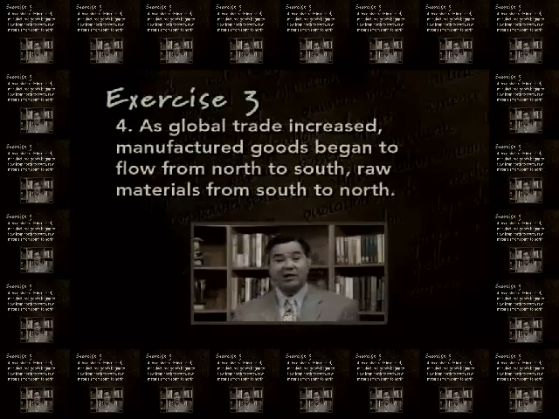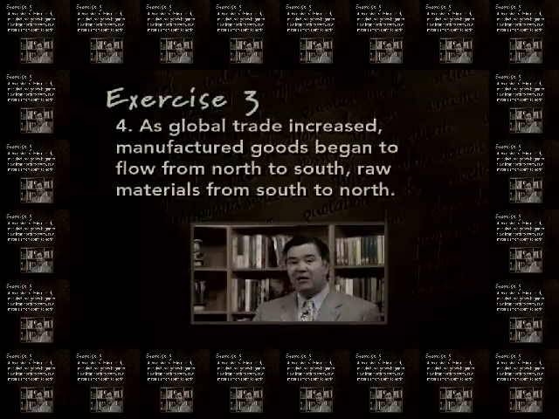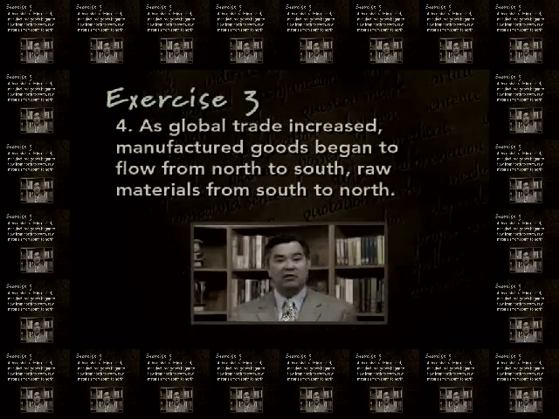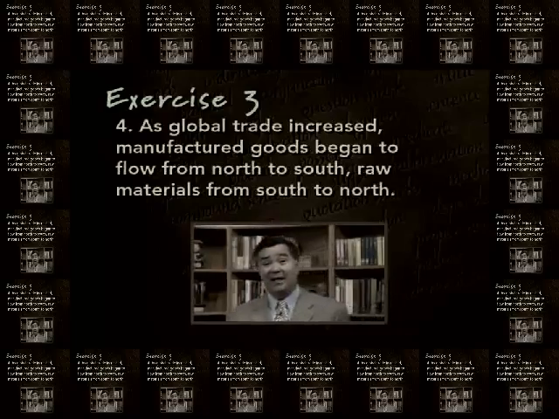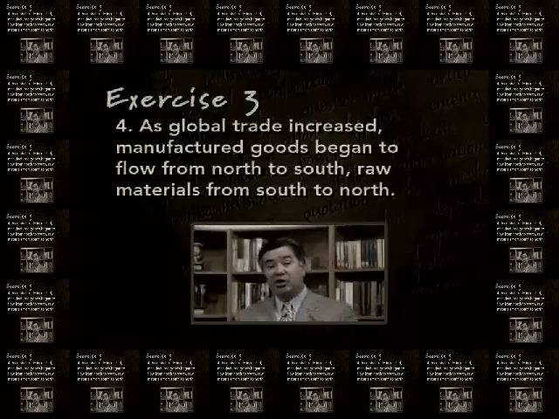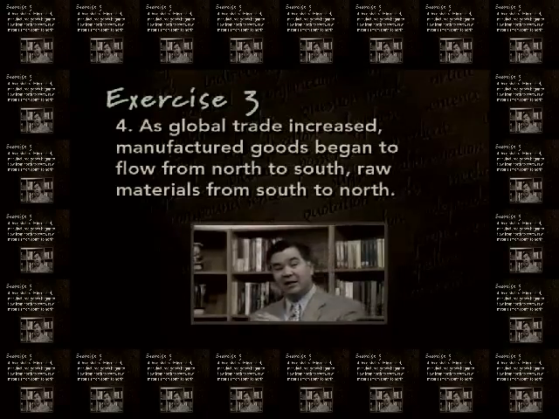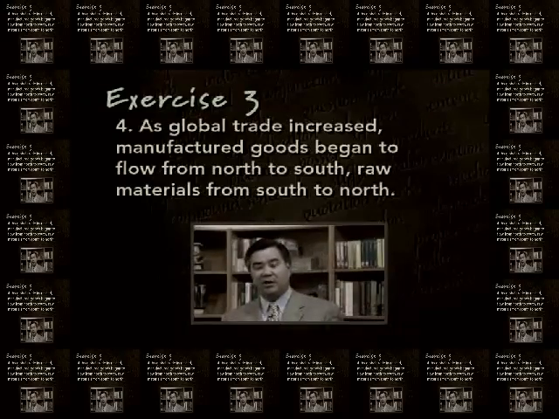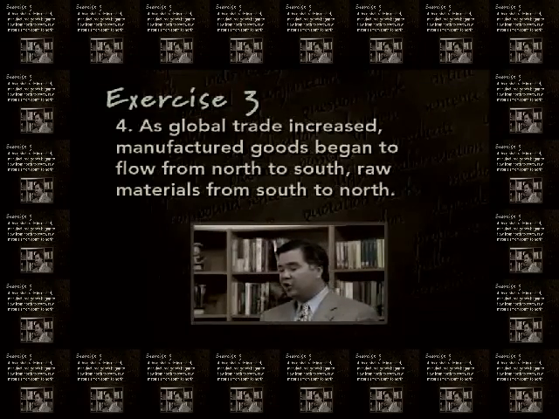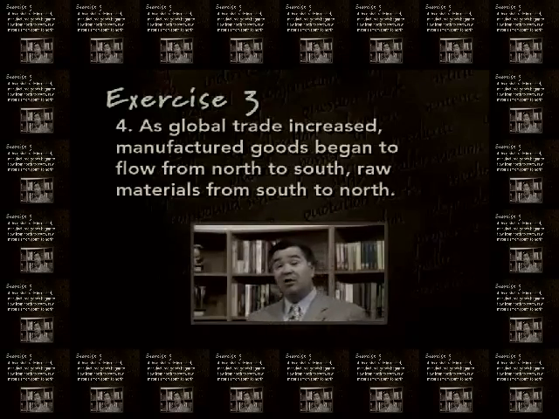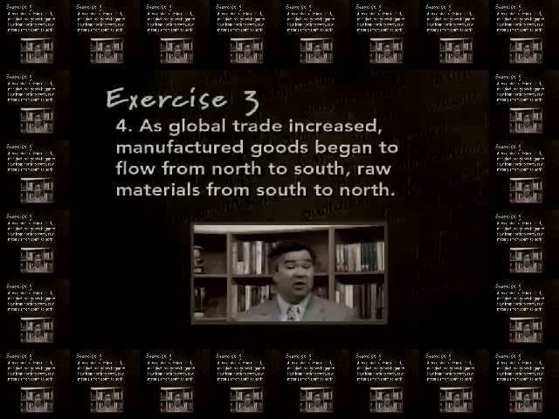Next example. As global trade increased, manufactured goods began to flow from north to south, raw materials from south to north. Once again, two closely related ideas talking about the flows of global trade. Now, certain words were omitted from the second clause just to save space and avoid needless repetition. The first clause says, manufactured goods began to flow from north to south. Those words, "began to flow," are omitted from the second clause.